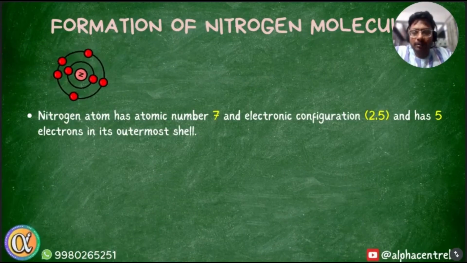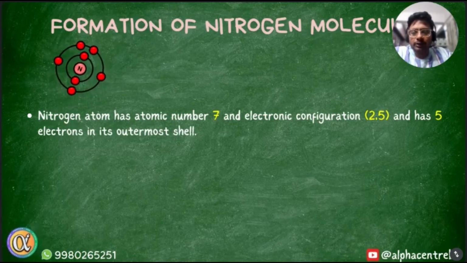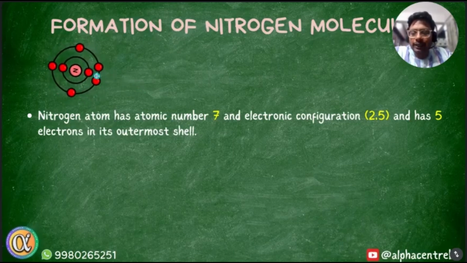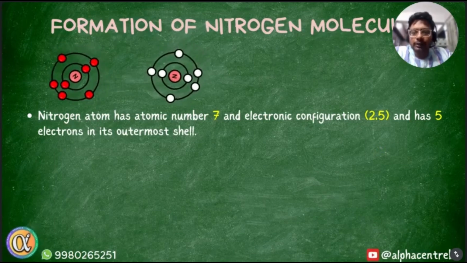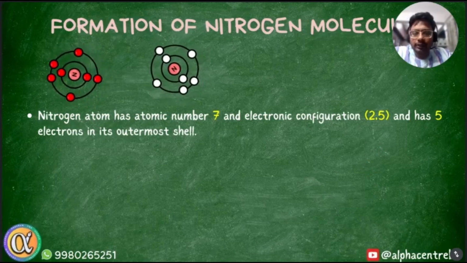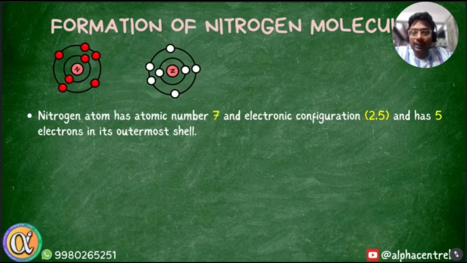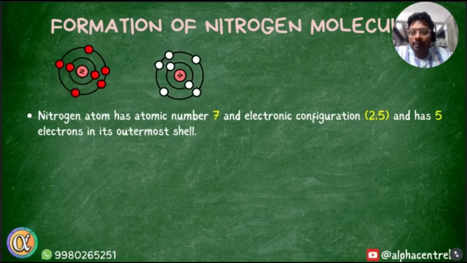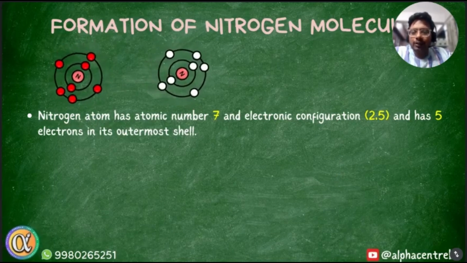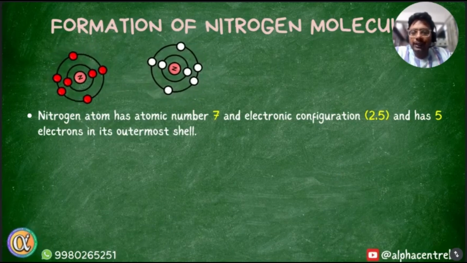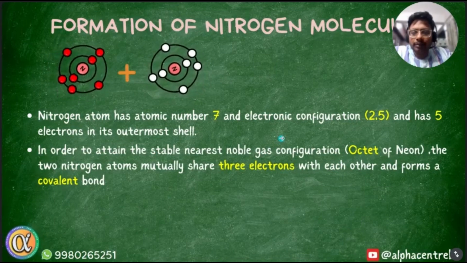Let's take a nitrogen atom. It has an atomic number of 7 and electronic configuration of 2, 5, and has 5 electrons in its outermost shell. We can see that in the diagram as well. It has 2 and 5 electrons. Now it comes in contact with another nitrogen atom, which also has 5 electrons in the valence shell. So both are trying to get 3 more electrons, because only by getting 3 more electrons can they be more stable. By getting 3 more electrons, they are trying to achieve the electronic configuration of the nearest noble gas, which is neon.